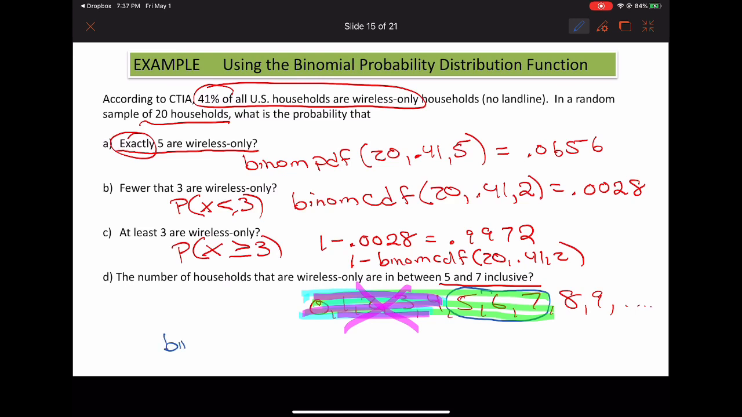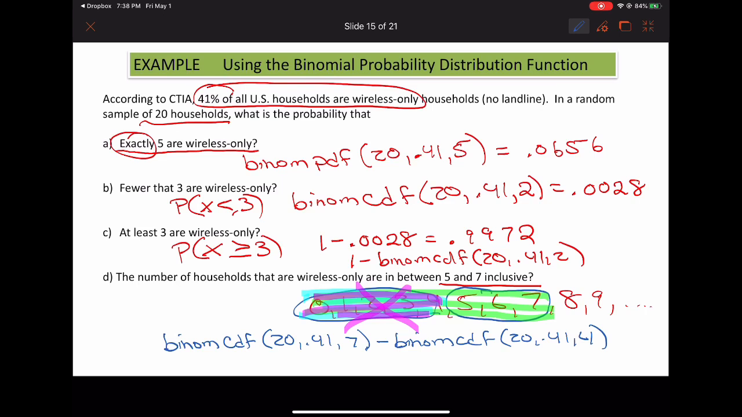I would do binomial CDF 20, 0.41, 7. 7 is included, so we want 7 on there, 7 or fewer, minus binomial CDF 20, 0.41, 4. Because 4 is included in what we are subtracting, I would use 4. So let me put that in my calculator, which I should have already done, but I didn't. So sue me.